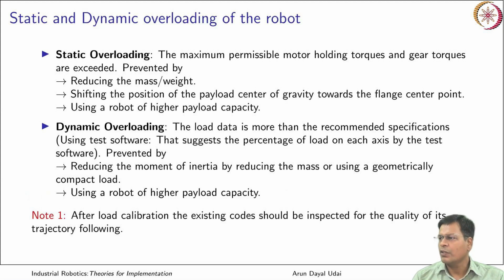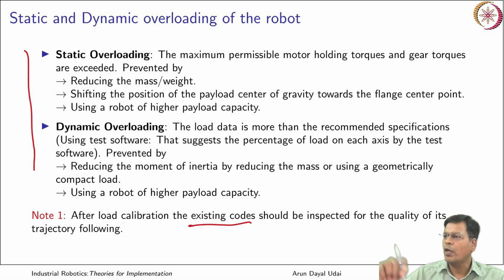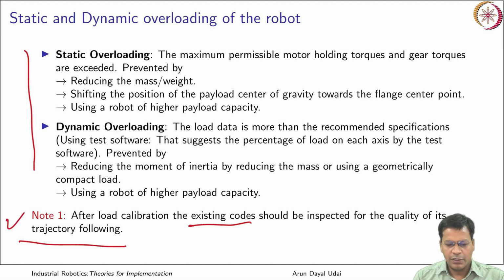Please note, after load calibration, any existing code, if you have already done some programming of your robot to perform, let's say, a welding task, you have to redo that programming, or check the accuracy of the motion. If you have made it go with a 2 mm gap throughout the trajectory from the surface, that 2 mm gap may not be retained as it is after the load calibration. You have to redo that and check the quality of the trajectory following. So this is to be noted.